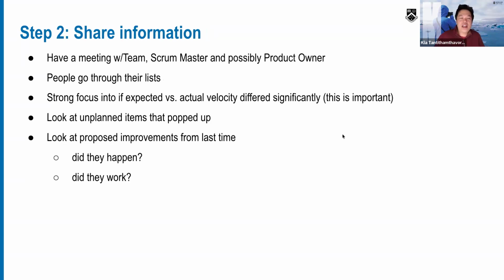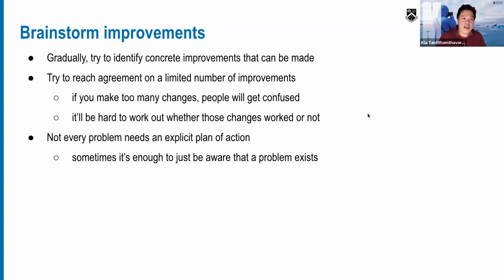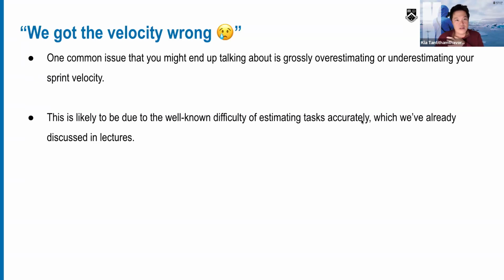Share information. Have a meeting with the team, scrum master, possibly the product owner. People go through that list and then brainstorm and consolidate the suggestions and things like that. All right, brainstorm the improvement. Okay, we got the velocity wrong.